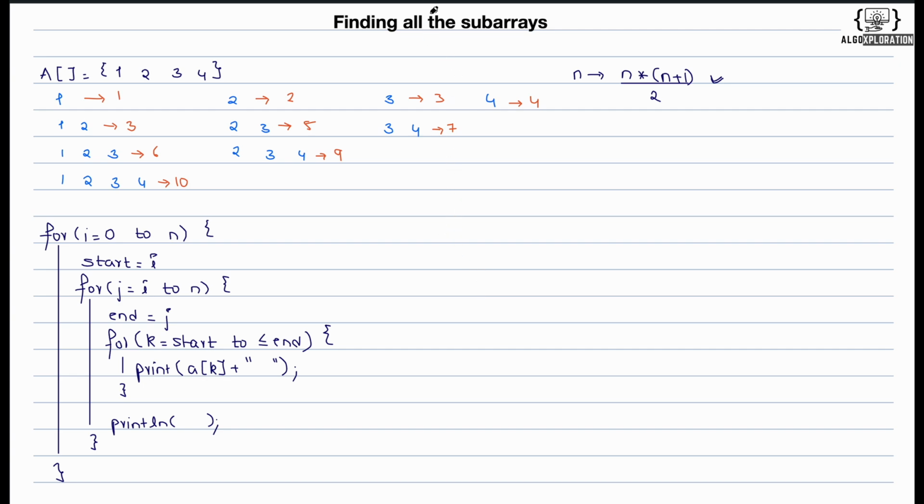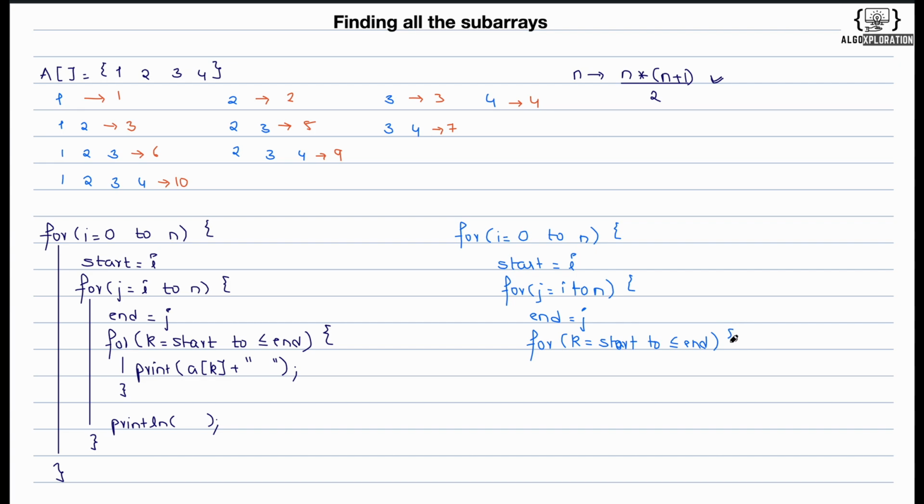See, first of all, the start and end will be the same. Therefore, the two for loops are going to be the same. For i will be going from 0 to n. The value of start will be i. For j will be going from i to n. Inside this, the end will be j. Now we got two pointers, start and end. Now we are going to have one more for loop in which the value k will be going from start to less than or equal to end.